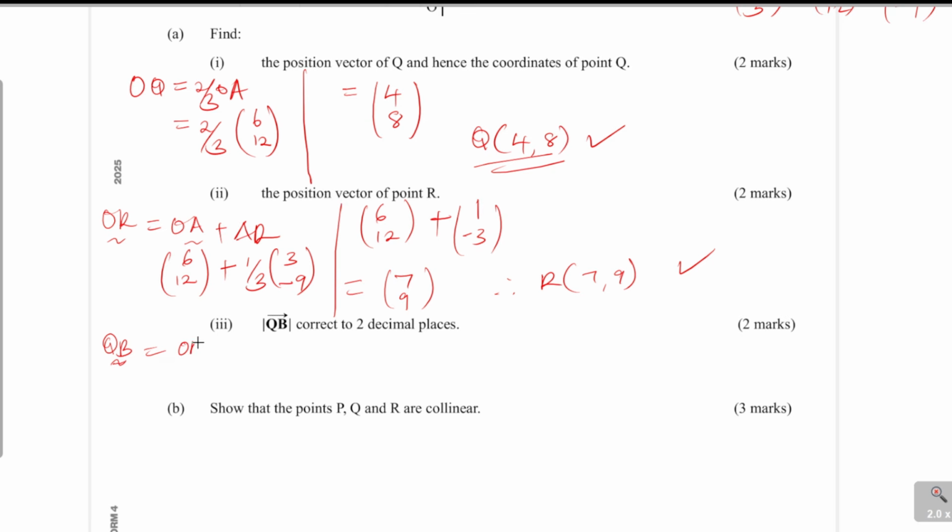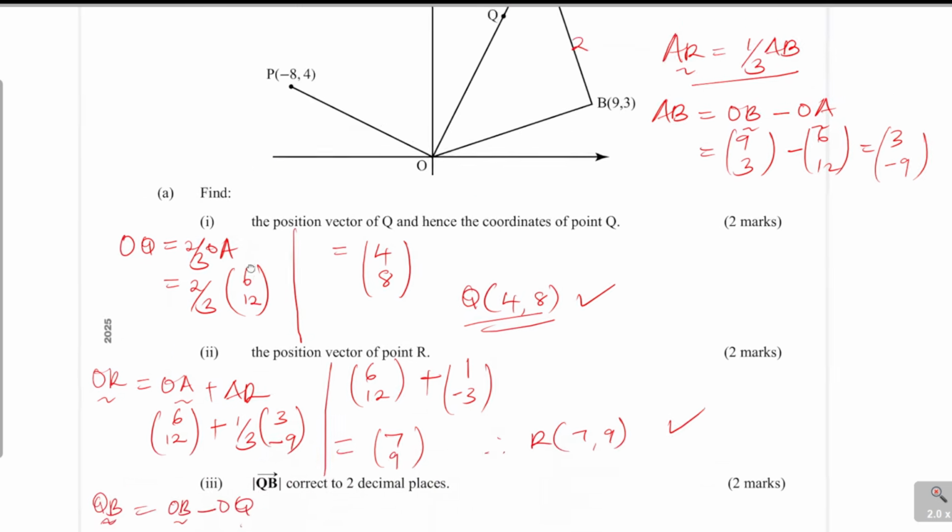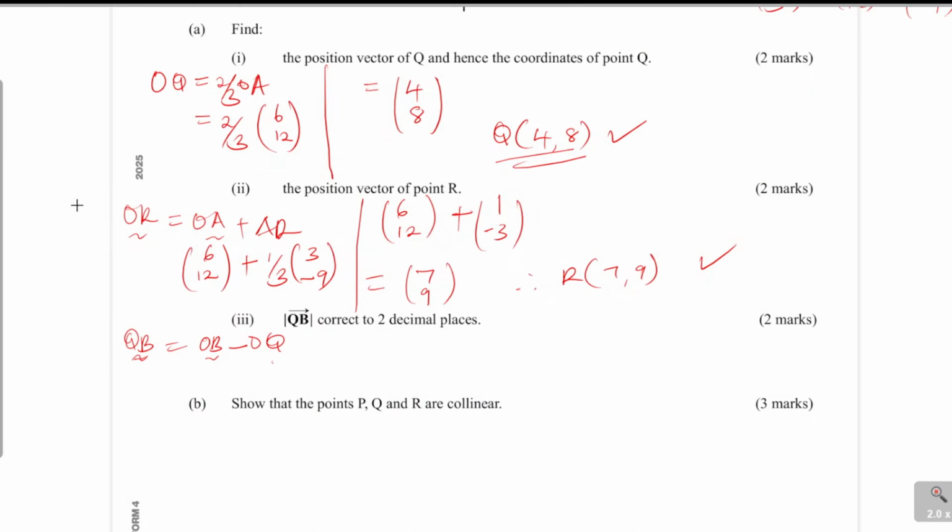By getting OB, the position vector of B, subtract OQ. So already we have OB. OB is here. OB is 9, 3. Then subtract OQ. OQ, we got it as 4, 8. It is here in the first question. So when we subtract these, we get 9 subtract 4, that is 5. Then 3 subtract 8, this is -5. So that is QB.